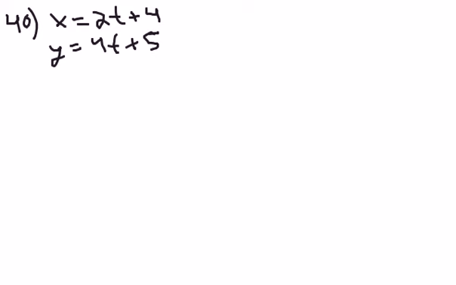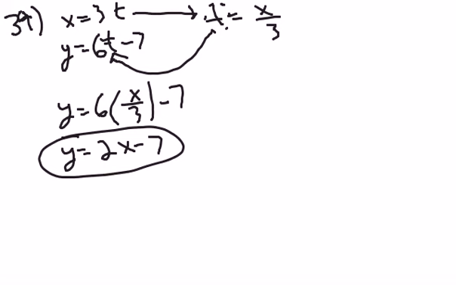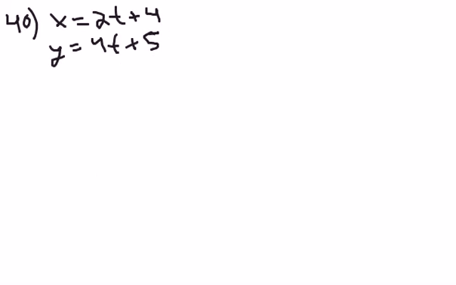Number 40 is going to be a similar deal. So x equals 2t plus 4. Y equals 4t plus 5. It doesn't actually matter. If I go back to this one, it actually doesn't matter. You know, if I solve for t for this one or this one, and then substitute in the other one, I'll get the same answer. So here, I'm going to solve for t for this one.